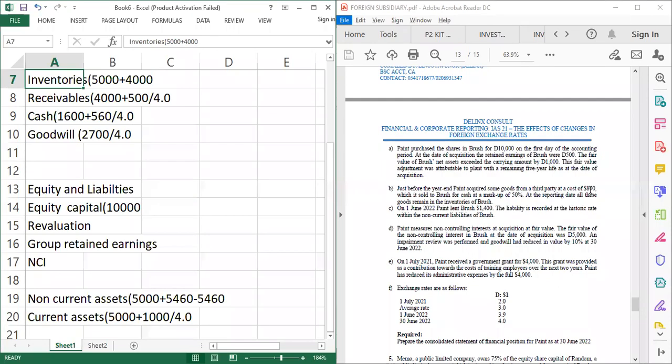This question has a lot of problems. The inventory that they should be keeping in their figure should be what? 4,800, isn't it? Yes. So if they don't sell all the goods, why should their inventory be 4,000? Are you getting the argument? If they didn't sell all the goods, they should have the inventory in the store. All these goods remain in the inventories of Brash.